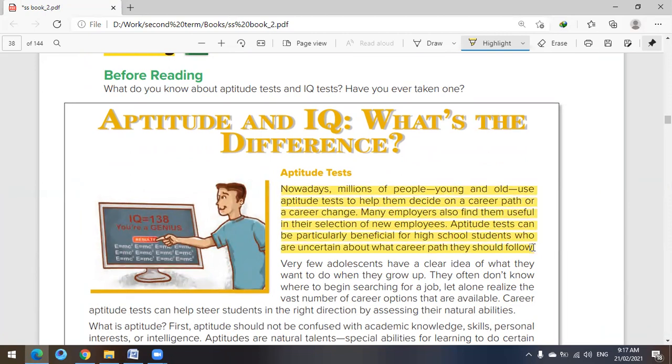Why do people use aptitude tests? Search for the answer and raise your hand. Hurry up, just raise your hand.